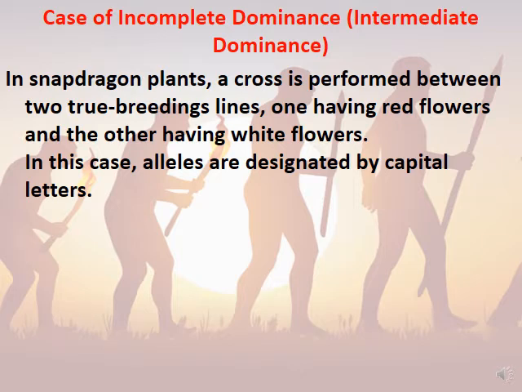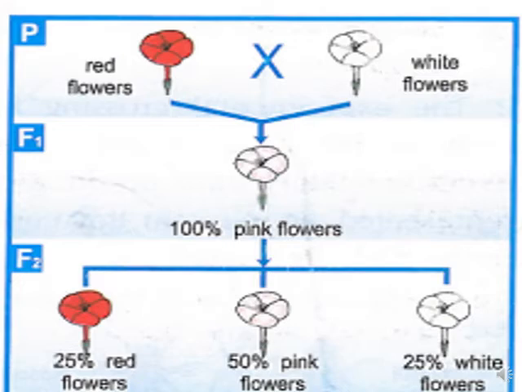So here, let's take this example. The parent having red flowers is crossed with another parent having white flowers. The result is that we have 100% pink flowers in the F1 generation. So here, with red and white, we didn't get red or white in the F1, we get pink, which is intermediate, in the middle between the red and the white.